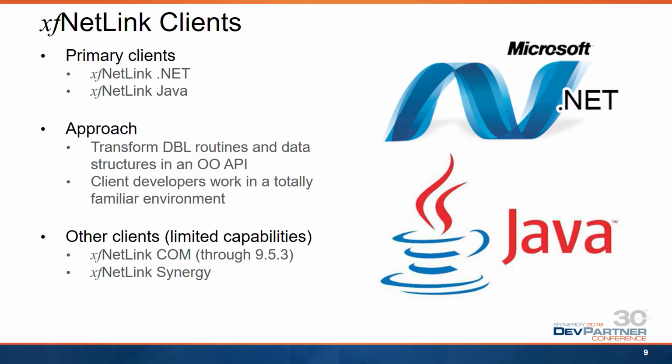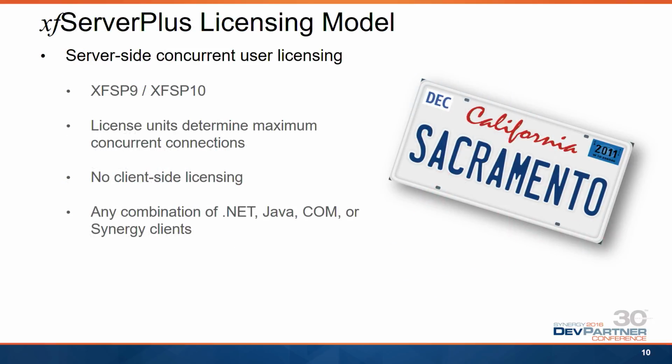So that's kind of a little primer about what xfServerPlus was about. Briefly, the licensing model as well. If you're not familiar with it, xfServerPlus does not use normal runtime licenses. It has separate licenses, and these are basically server-side concurrent connection or concurrent user-based licenses, where you have a number of license units, and that's the number of concurrent sessions or connections that your server can deal with at any point in time. And there is not and never was any client-side licensing. So your server has the ability to service a number of users or connections at the same time, and you can freely use any combination of clients without any licensing on that side.